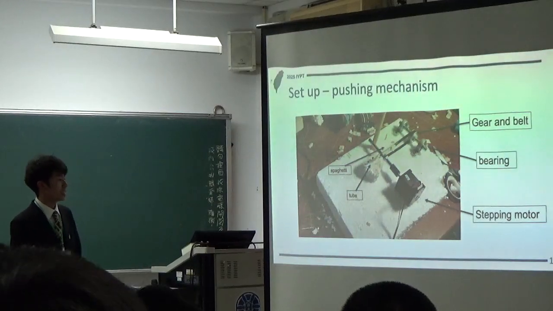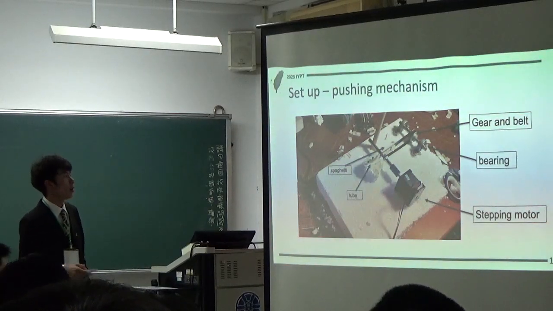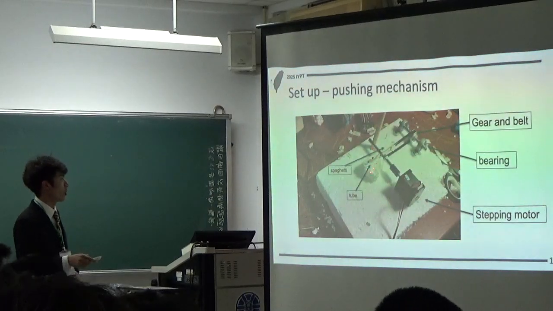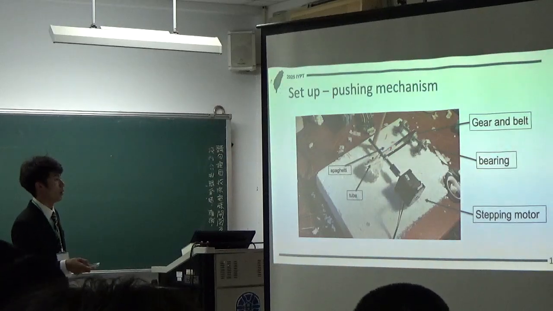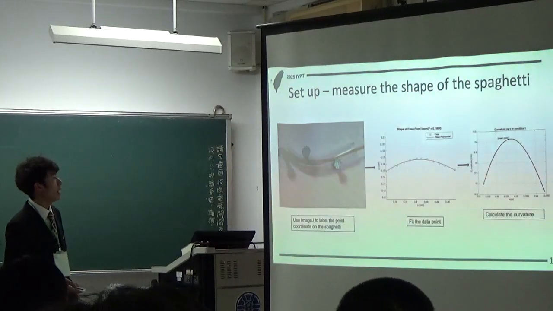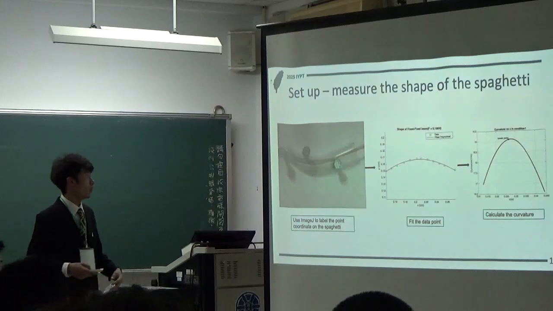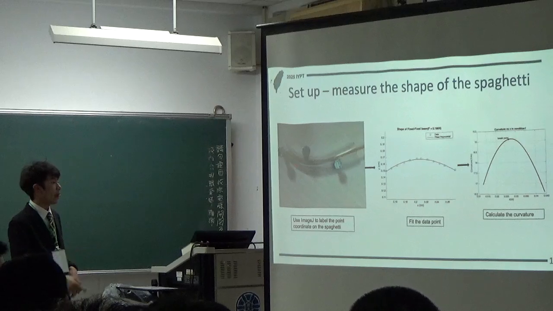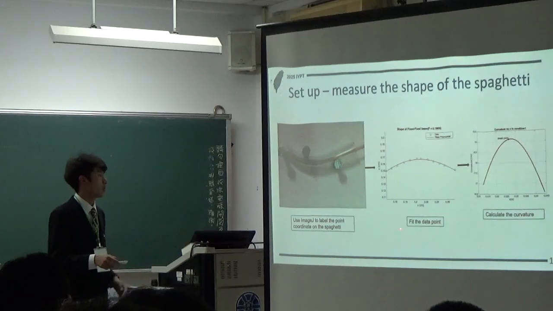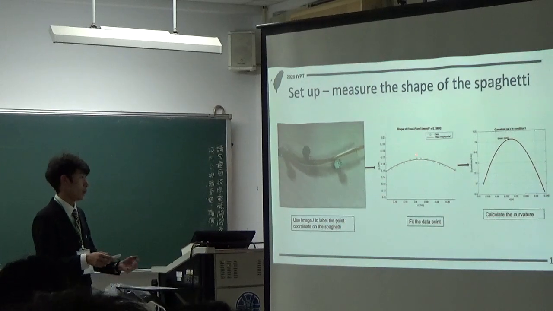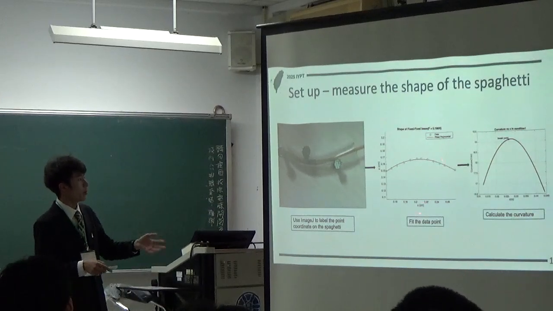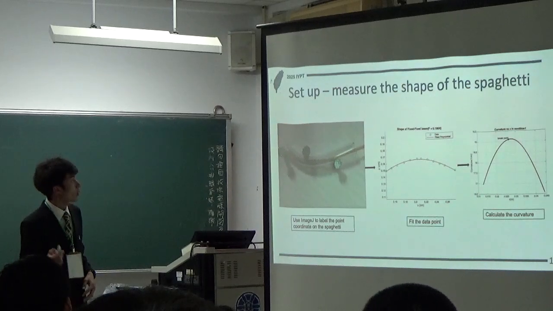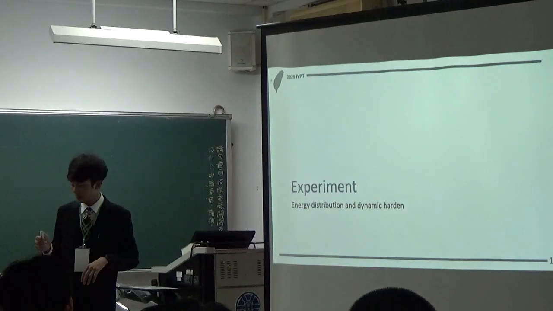So actually I use a stepping motor and bearing, gear, and belt to make the same velocity input. And this is a bend tube, and I push my spaghetti on my belt. And this is how I measure the shape of the spaghetti. So first, I use MSJ to label the point coordinates on the spaghetti. And then I can use this data to fit the curvature of the curve. And then if I know the shape of the curve, and if I know the function of the curve, I can actually calculate the curvature. So let's move on to the experiment.